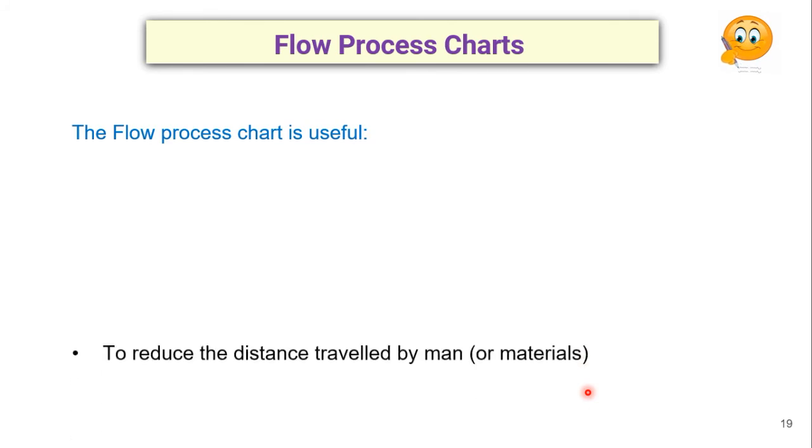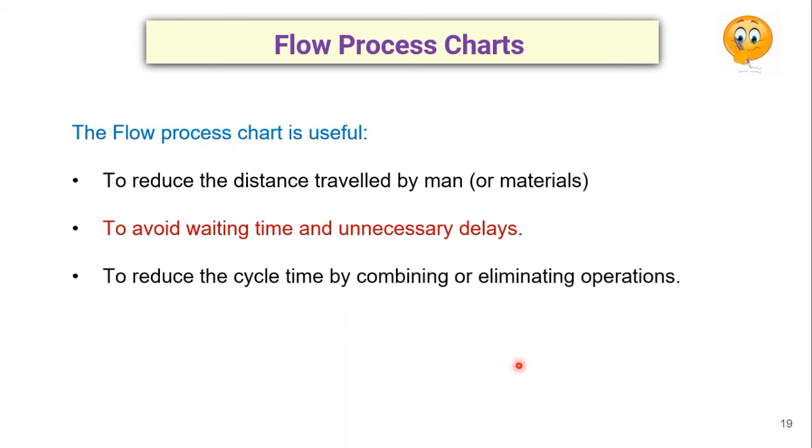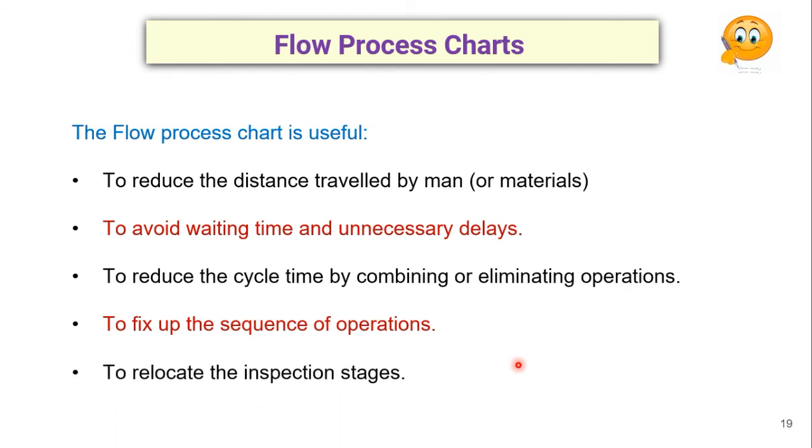So the flow process chart is useful to reduce the distance traveled by the man or material, avoid waiting time and unnecessary delays, reduce the cycle time by combining or eliminating operations, fix up the sequence of operations, and relocate the inspection stages. So these are the outcomes of the flow process chart.